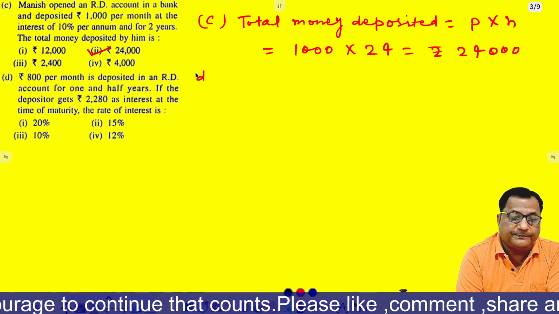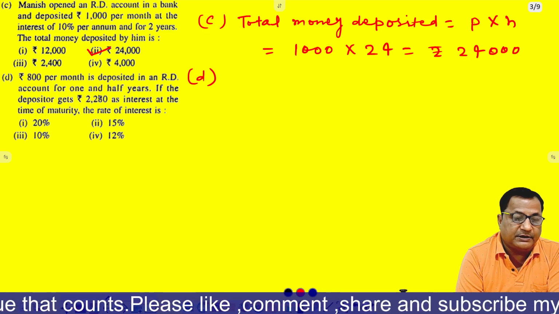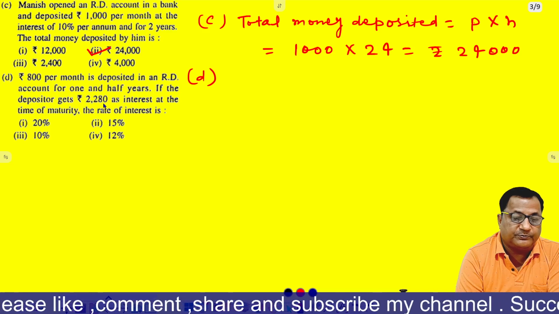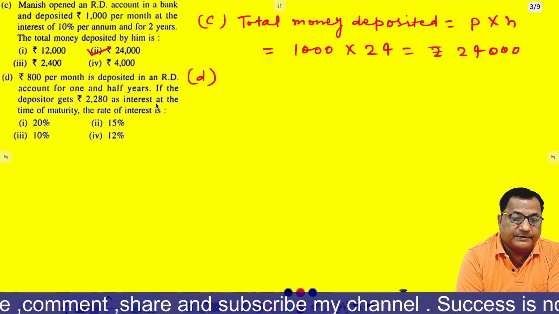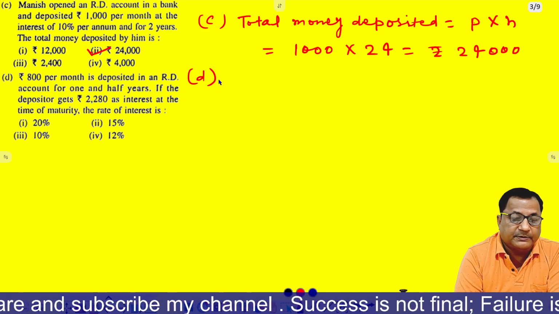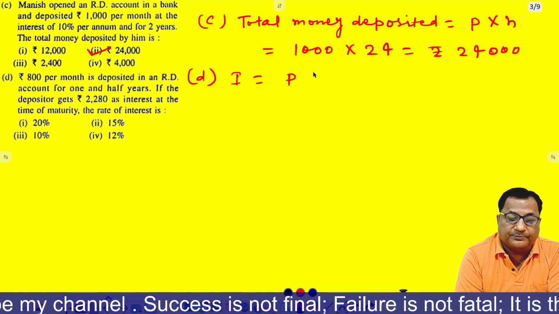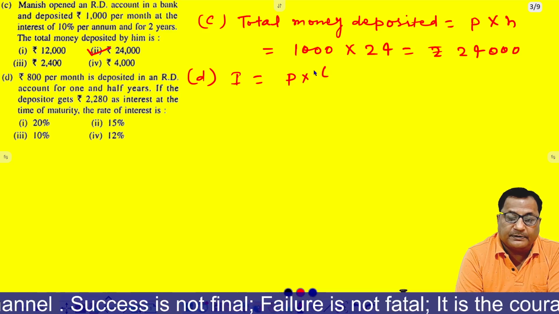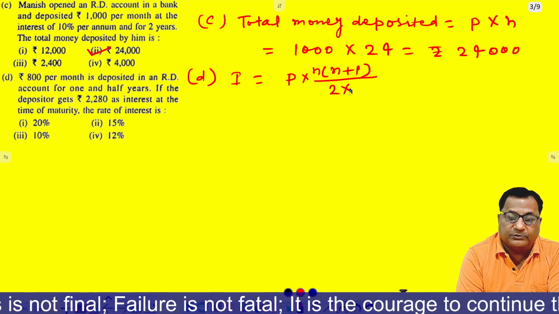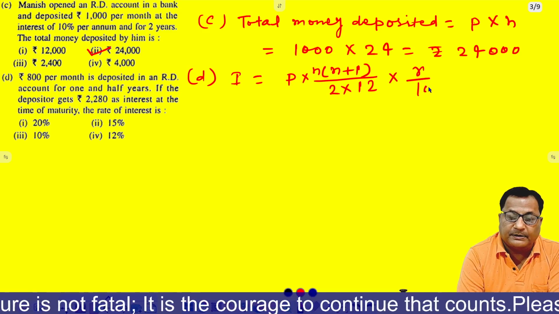Now see question number D. Rupees 800 per month is deposited in an RD account for 1.5 years. If the depositor gets rupees 2280 as an interest at the time of maturity, the rate of interest is, we have to find R. So the formula is first, right, P into N into N plus 1 divided by 2 into 12 into R by 100.